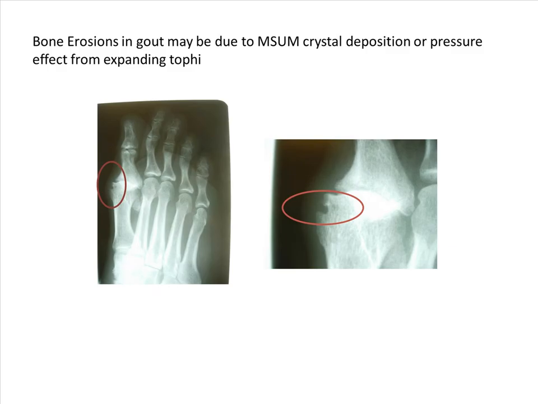Bone erosions in gout may be due to MSU crystal deposition or pressure effect from expanding tophi.